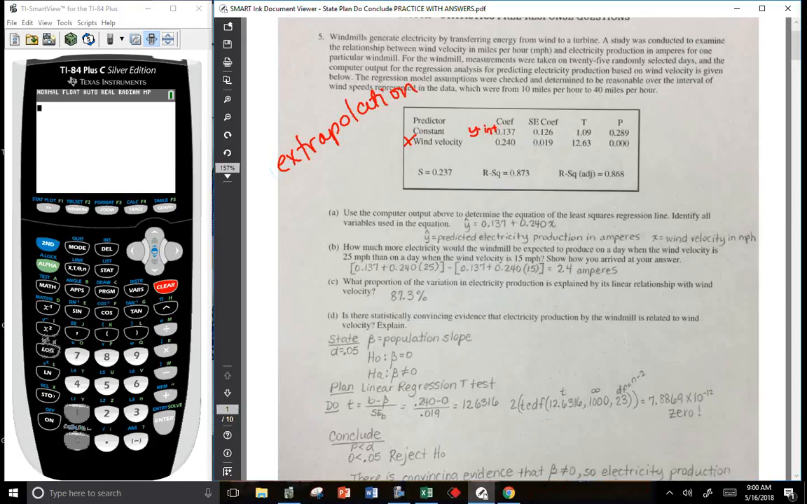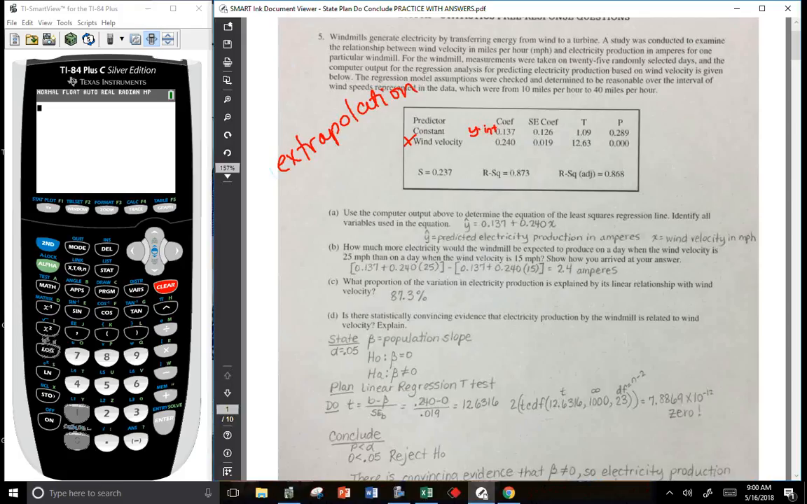In the guidelines, what they did, hold on a second, is they said, well, the difference between 25 miles and 15 miles is 10. You get that? And 10 times the slope, 10 times 0.24, is still 2.4 amperes. So if you were thinking along those lines and you did it that way, they give you credit for that.